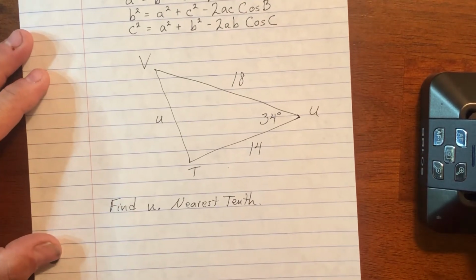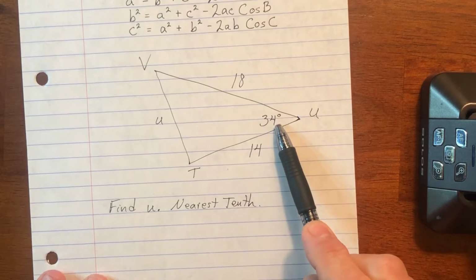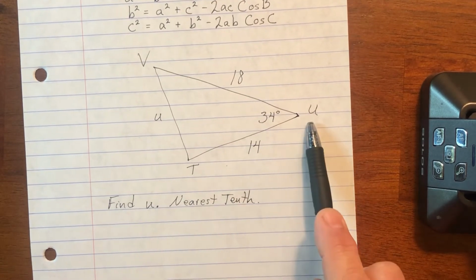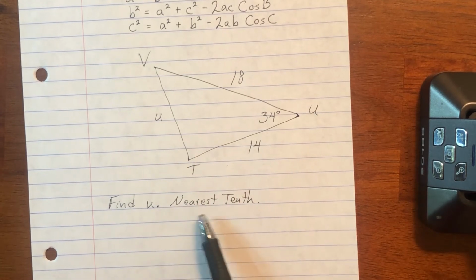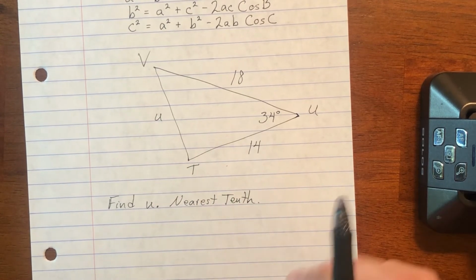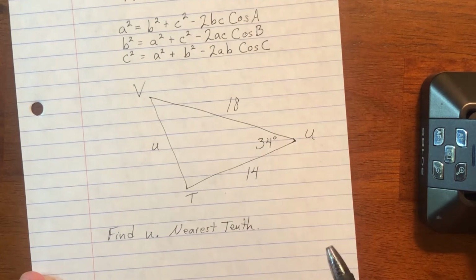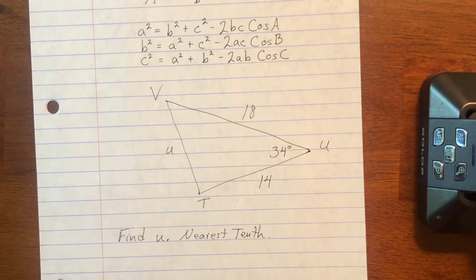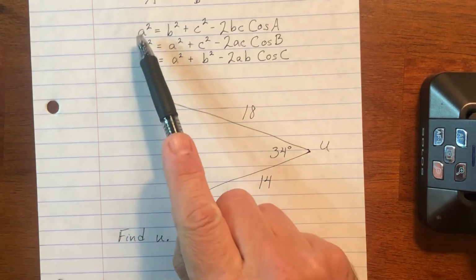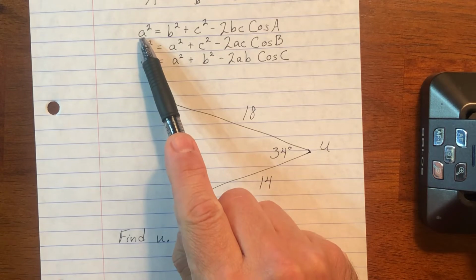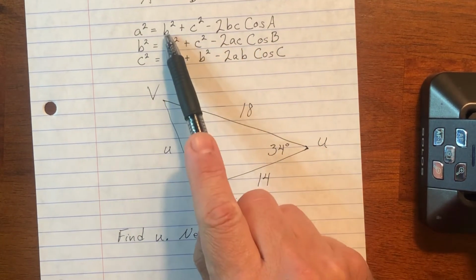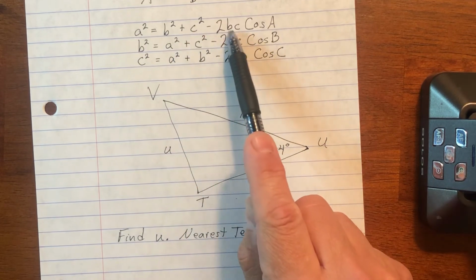Here's a triangle, and you're given two sides and one angle. And they're asking us to find the side opposite angle U. So we want to find side u to the nearest tenth. So let's see. Using our formulas up here, there are no a's, b's, and c's, so you just have to get an idea of what they're talking about in this formula. Remember, the side and the angle opposite go here and here. The other two sides go here and here.